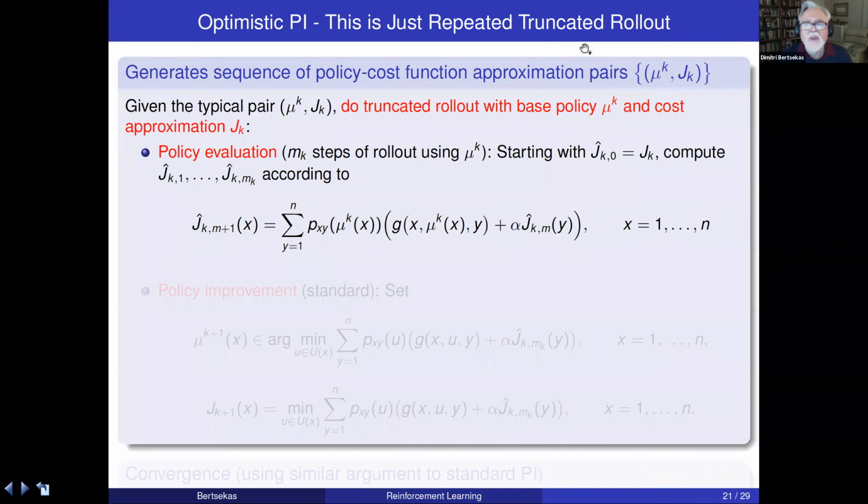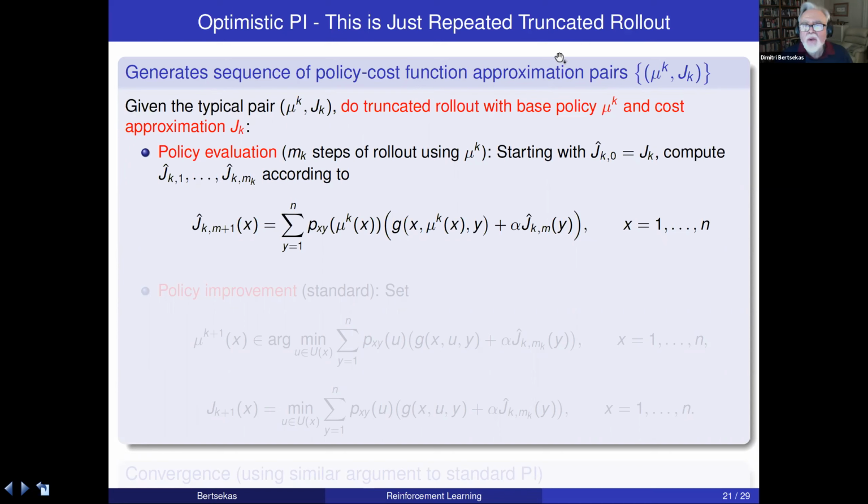Now, optimistic policy iteration is very important in reinforcement learning. It comes in all kinds of algorithms, in all kinds of contexts. And we have seen the context of truncated rollout, but the ideas apply in other contexts as well. So let's see how it operates.